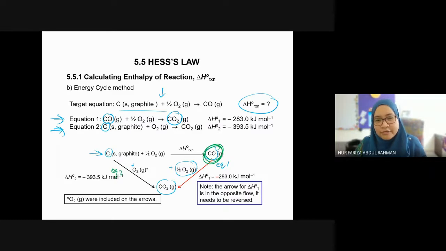Okay, all right. Equation 1, how about equation 1? Because we want to produce CO kan? So we have to reverse this one. Arrow ni patutnya ke CO2 kalau based on equation 1 here. Okay, but we have to reverse it. Okay, kita kena reverse, so putarkan ke sini nanti, so that you akan dapat flow ke CO. When you putar, when you reverse, so the sign will be opposite, will be reverse as well. Okay?